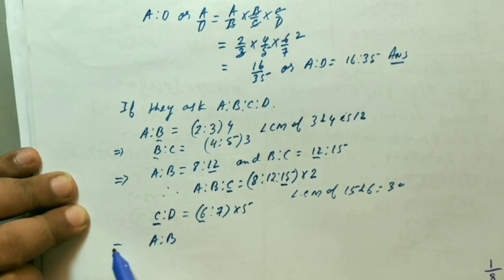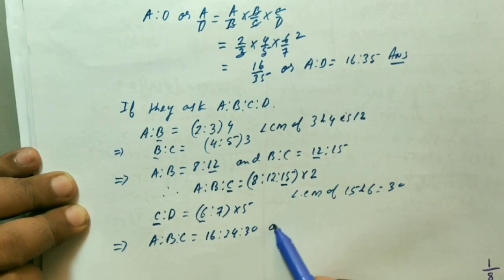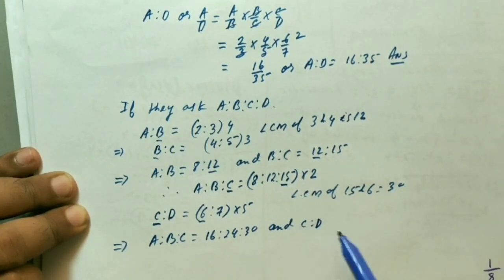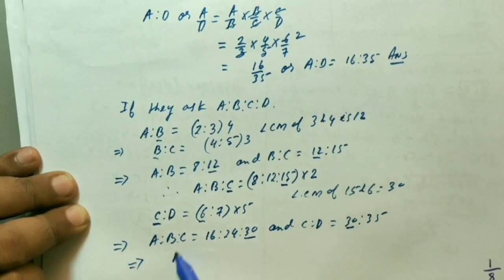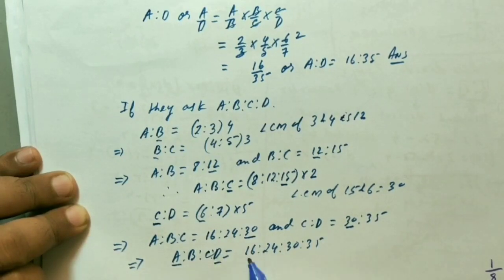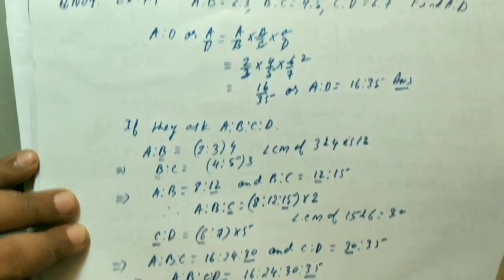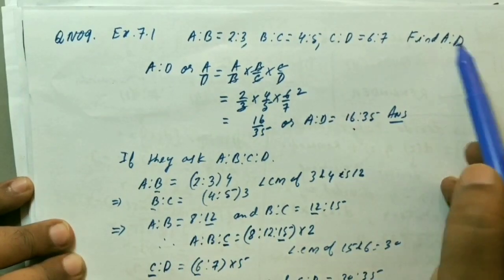So A is to B is to C is 16 is to 24 is to 30, and C is to D is 30 is to 35. So now this is same. So finally A is to B is to C is to D is 16 is to 24 is to 30 is to 35. And you'll find A and D is 16 and 35, which is same as the answer that I got here. So if they ask A by D, directly you do it.